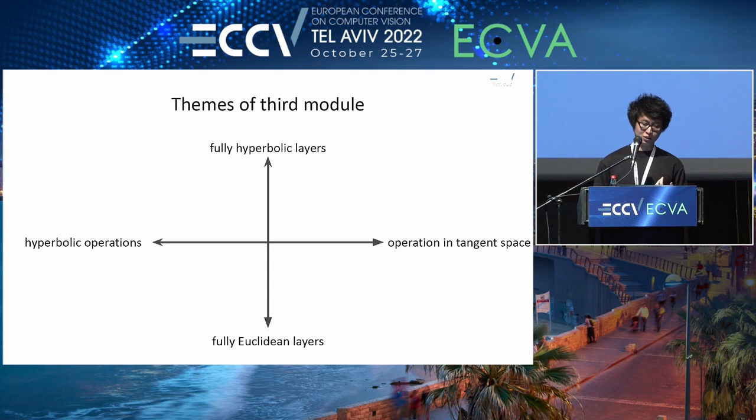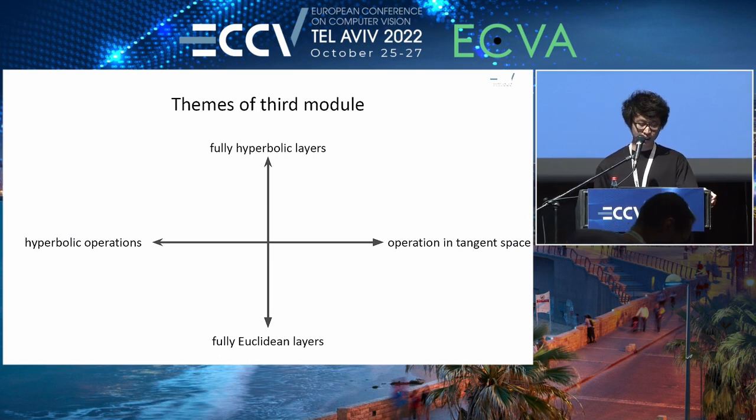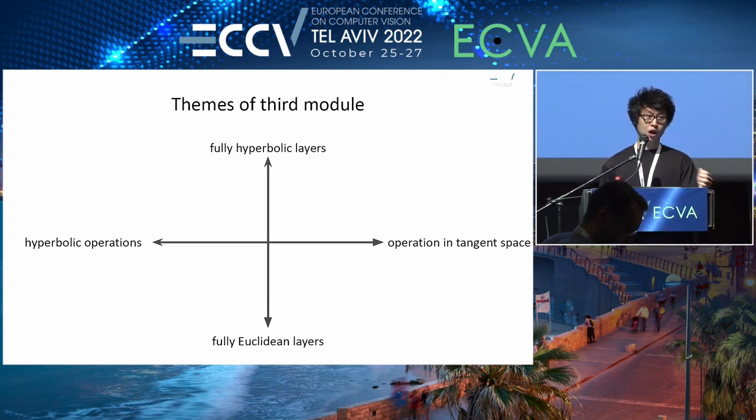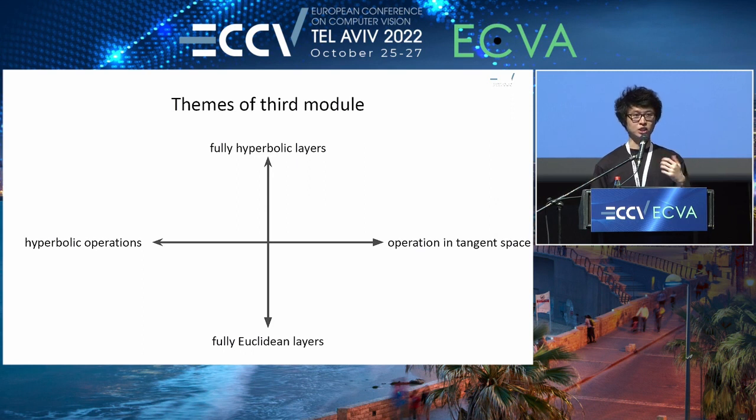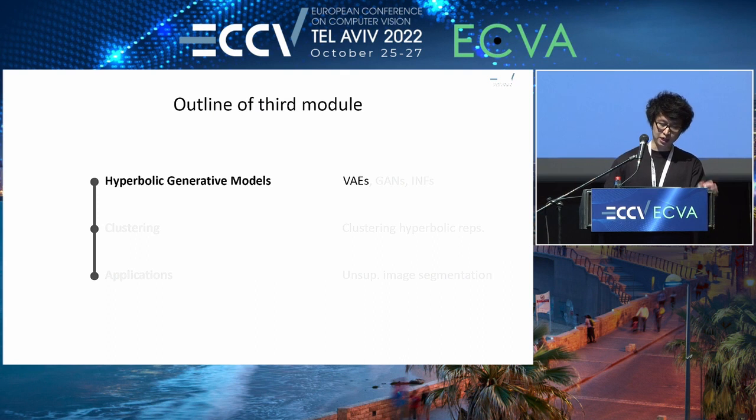And for this third module, we're going to focus on a few themes. So one is fully hyperbolic versus fully Euclidean layers, and then whether the operations are done in the tangent space or fully, truly hyperbolic operations. Truly hyperbolic operations are much more difficult to do, like Pascal has mentioned, but operations in tangent space are much easier, to generalize things that we already know how to do in Euclidean space. And similarly, there's this dichotomy between fully hyperbolic layers and fully Euclidean layers, and many methods will sit somewhere in between. So we'll start with hyperbolic VAEs.